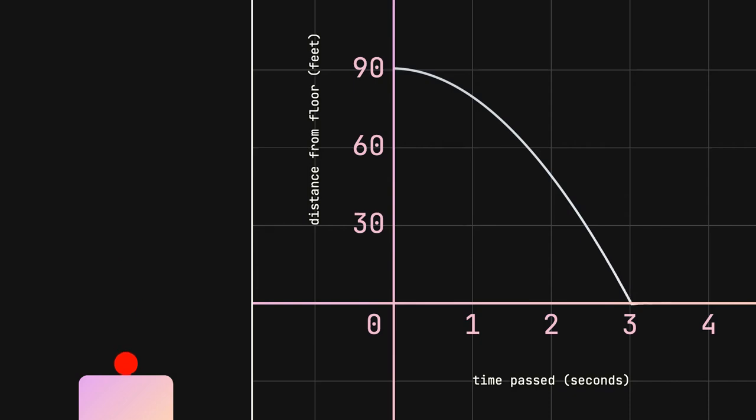Notice how the graph is curved. The curve shows that the ball's speed is increasing over time. You might have expected the graph to be a straight line down. If it actually was, the ball's fall would look like this.